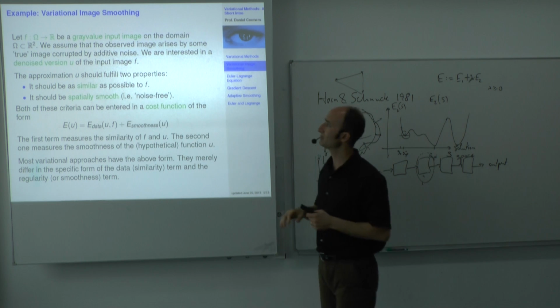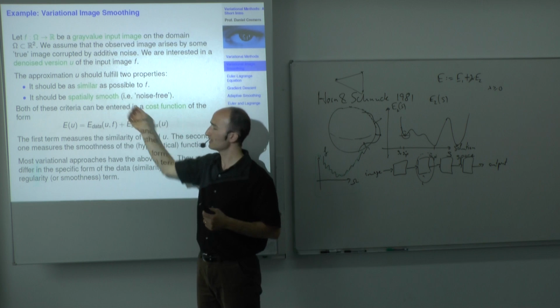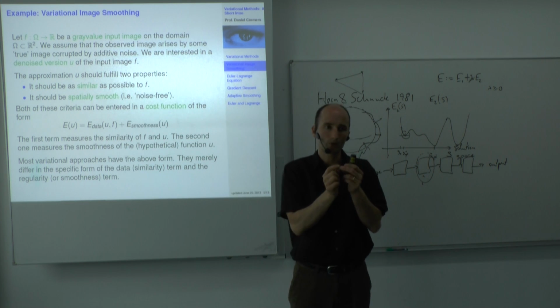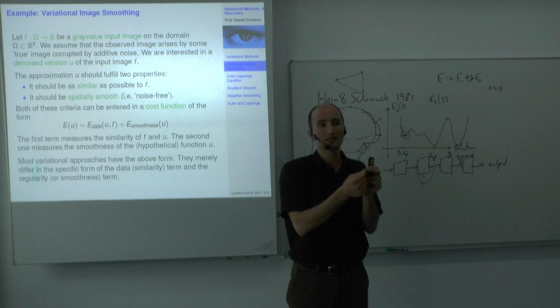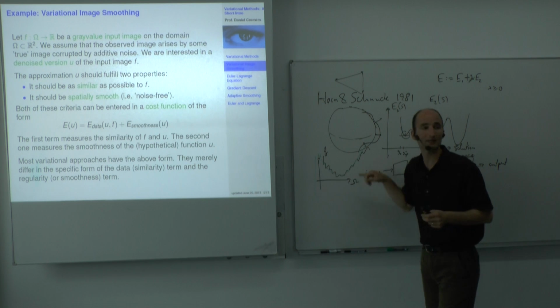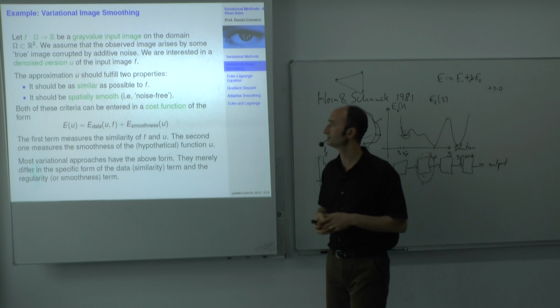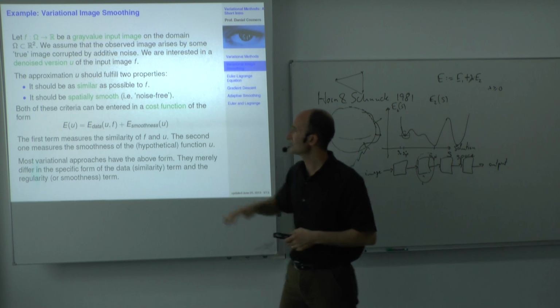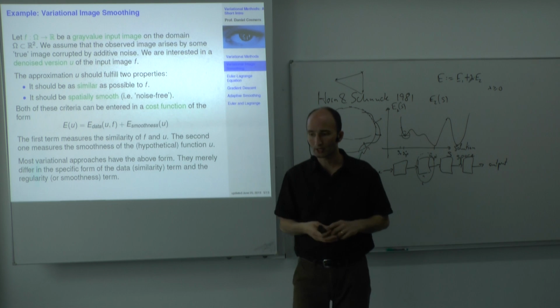The assumption being that the noise-free, so the true signal, is such that from one point to the next it should be similar. It should not oscillate like the noisy version. And we can enter both of these criteria into a cost function.